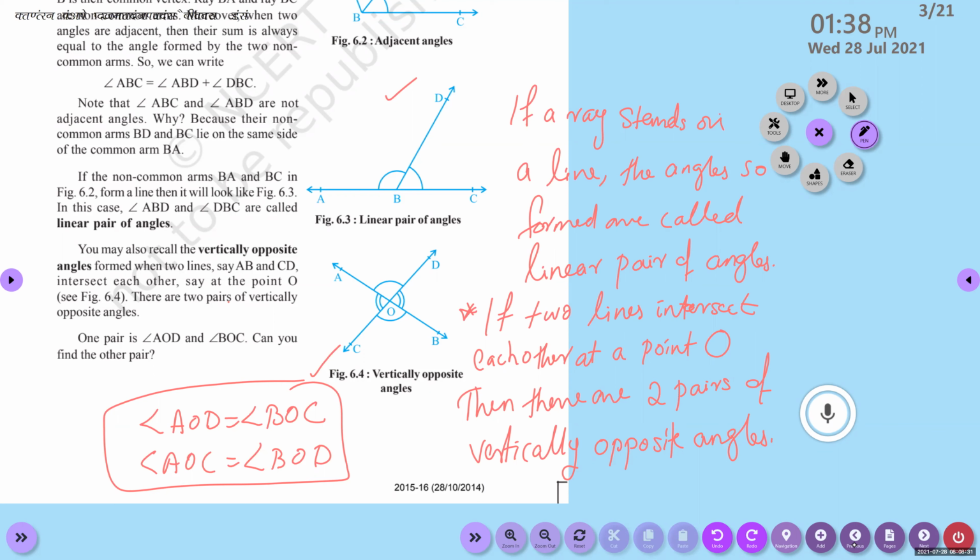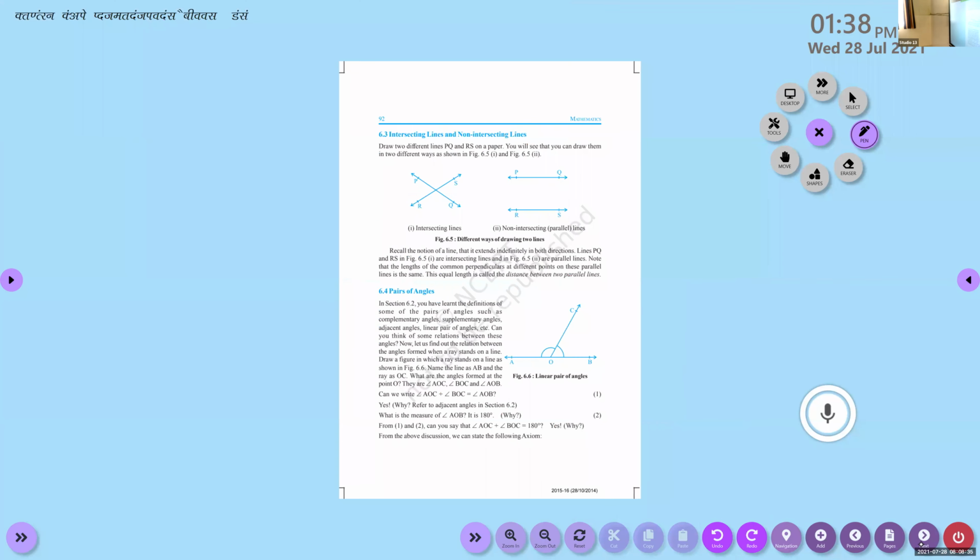Okay, ma'am. Now draw the next two figures also. Intersecting lines and non-intersecting or parallel lines. If it is not intersecting, we can call them parallel lines.